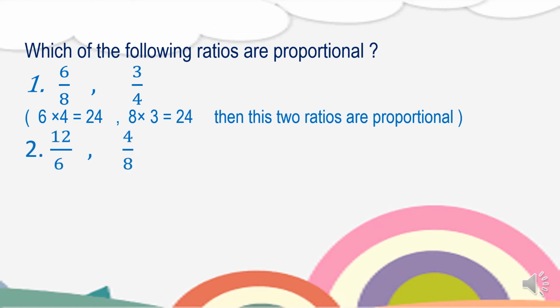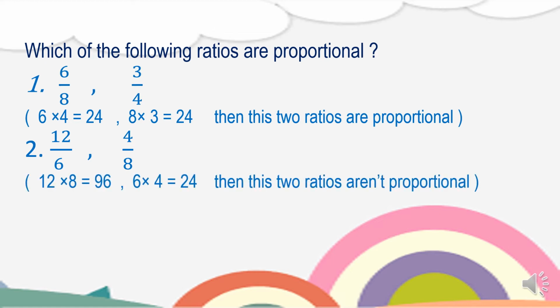Number 2: Now I have 12 over 6 and 4 over 8. Are these two ratios proportional or not? 12 times 8 equals 96, so the product of extremes equals 96. And 6 times 4 equals 24, so the product of means equals 24. Then these two ratios aren't proportional because the product of extremes doesn't equal the product of means.